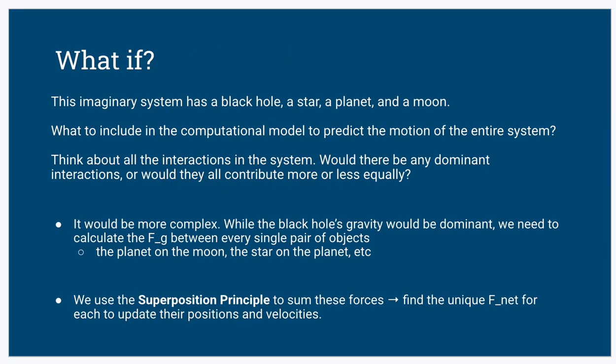Okay. So what if the imaginary system is a planet, a moon, a star, and a black hole? So basically, to include all the interactions, it would be a lot more complex. We need to calculate the force of gravity between every pair, so the planet on the moon, the star on the planet, the star on the moon, etc. So we use the superposition principle to sum the forces and find the unique F net for each to update their positions and velocities. Thank you.